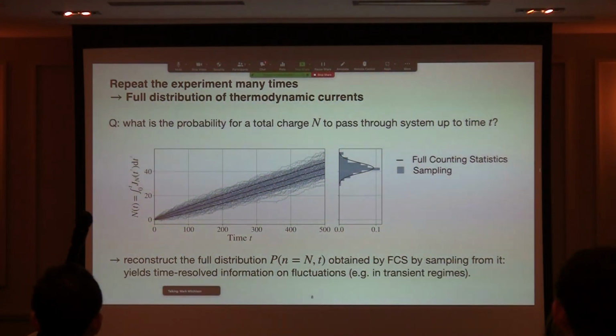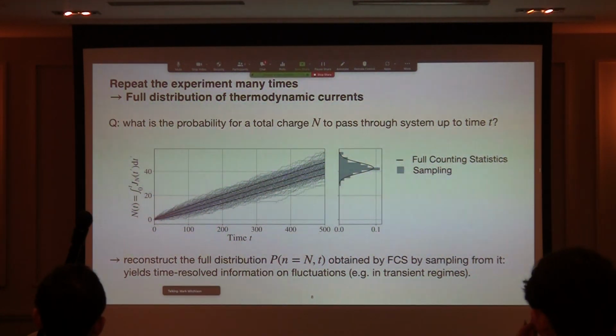Now, if you repeat your experiment many times, you can answer the question of, for example, what is the probability for a total charge n to pass through your system up to a certain time t? That's plotted here for many different runs of the same experiment. And we see that by sampling, we can reconstruct what can usually be computed using full counting statistics, namely a full distribution P_n(t) that yields time-resolved information about the fluctuations. That's of particular interest, for example, in transient regimes.